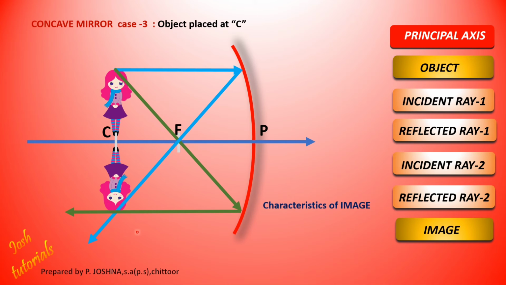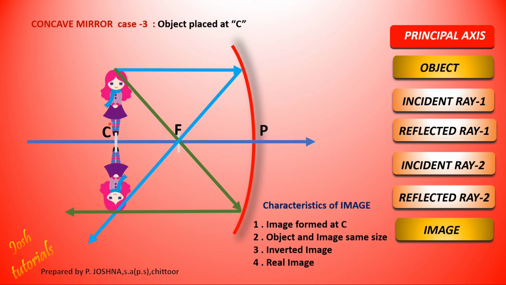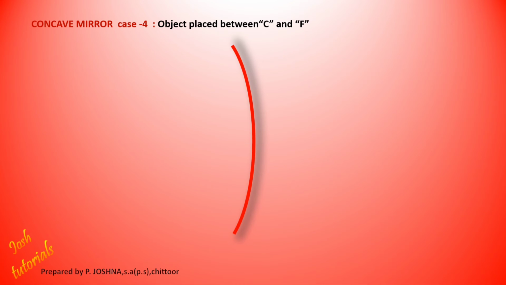Now look at our image. It is forming at the center of curvature. The image is also formed at the center of curvature, and the object and image are the same size. It is an inverted image, a real image that can be seen on a screen, can be caught on a screen.